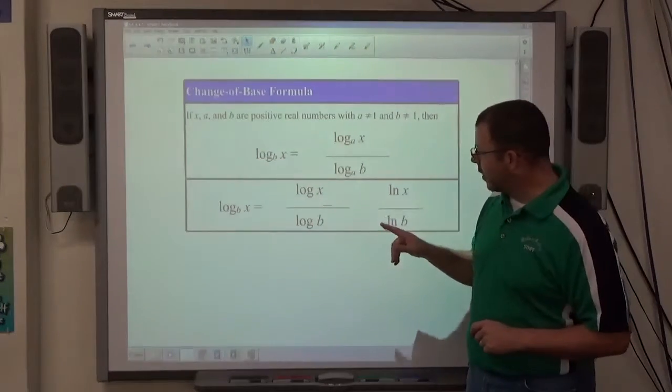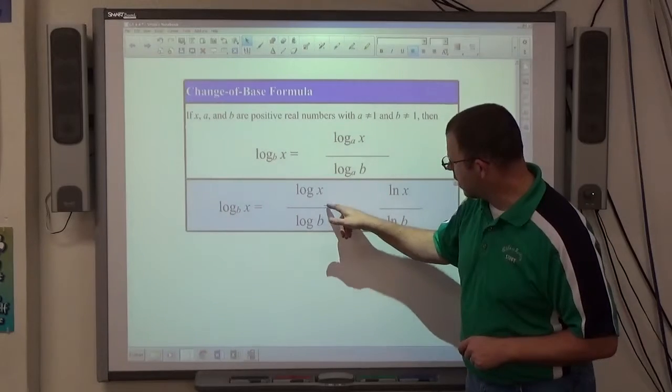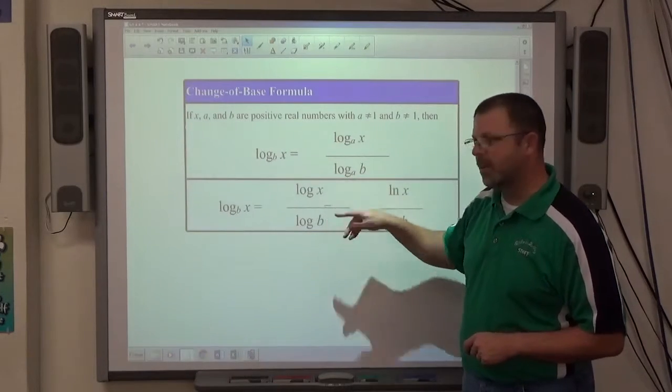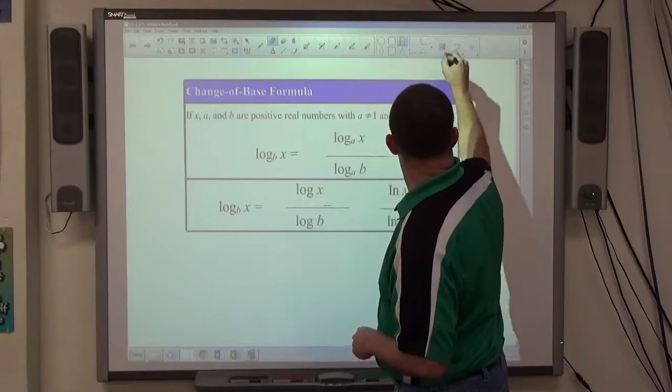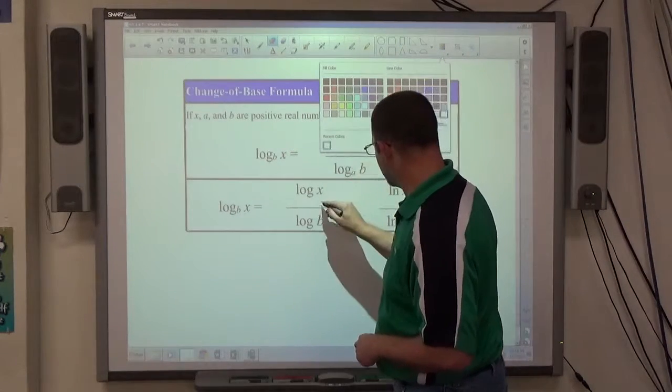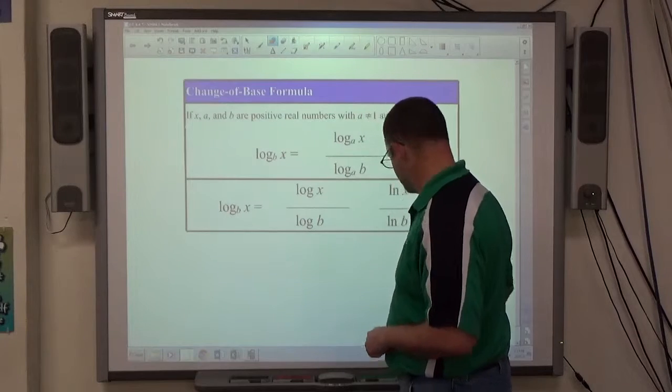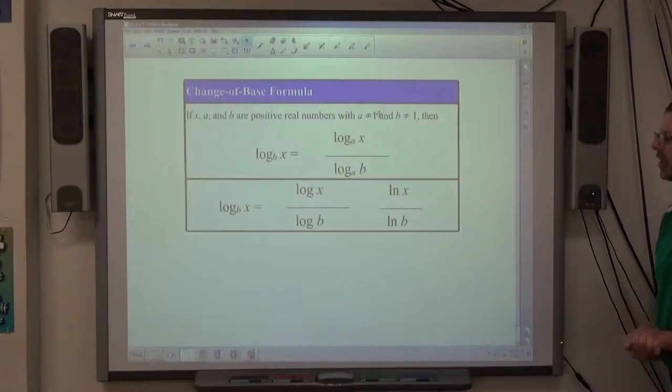So what I'm telling you here, and I don't know what this stray mark is there, just pretend that's not there. Let's see. I think the only way I can block it out is to just put a little rectangle over top. There we go. Straight marks like that don't erase.